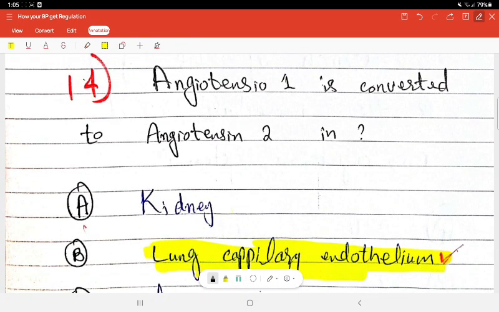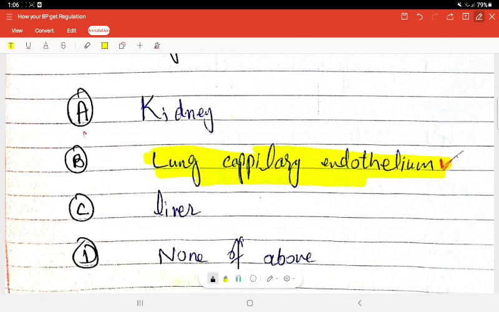See the next: angiotensin 1 is converted to angiotensin 2. In which organ is it converted? See the location: first option kidney; second lung capillary endothelium; third liver; fourth none of the above. So the correct one is the lung capillary endothelium.